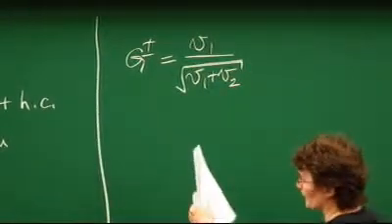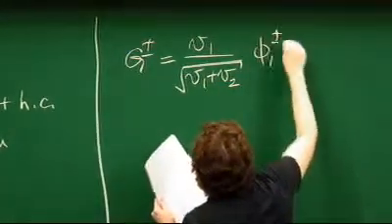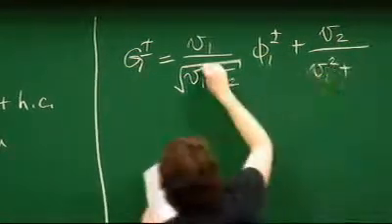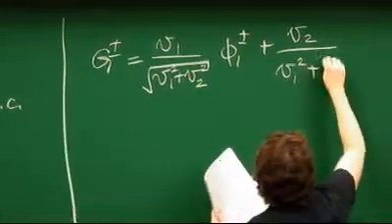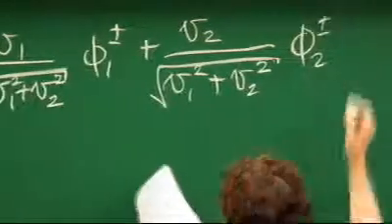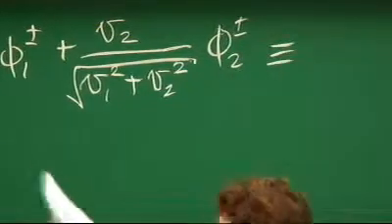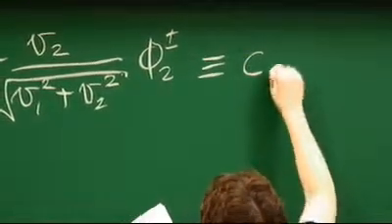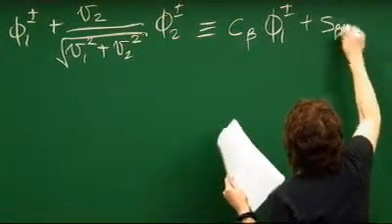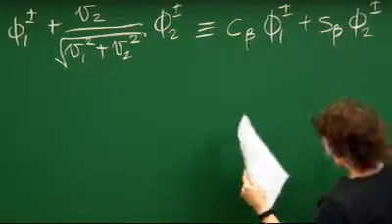So let me divide by the square root of V1 squared plus V2 squared. Oops, squared, sorry. Okay. And I can rename these coefficients as mixing angles because if you square them and sum them, they add to 1. Okay. So let me call this one cosine of some angle beta plus sine of some angle beta times phi 2 plus minus, okay?